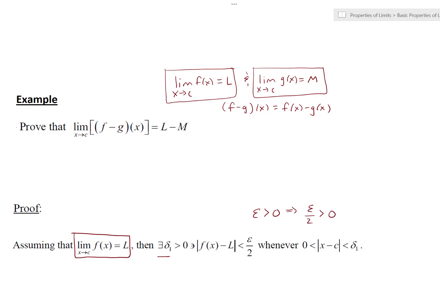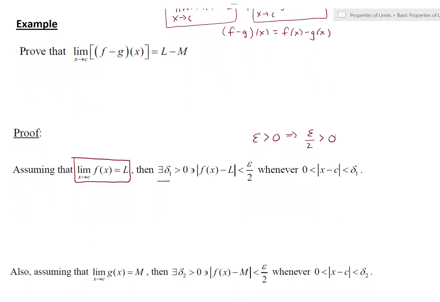So we're just picking our epsilon in a strategic way, which you're going to see by the end of the proof. So there exists some delta 1 bigger than 0 such that the magnitude of f(x) minus L is less than epsilon over 2 whenever the magnitude of x minus c is less than delta 1 and positive. That's just using the definition of a limit, where the limit as x goes to c of f(x) is equal to L, and we're calling our delta delta 1 and our epsilon epsilon over 2.